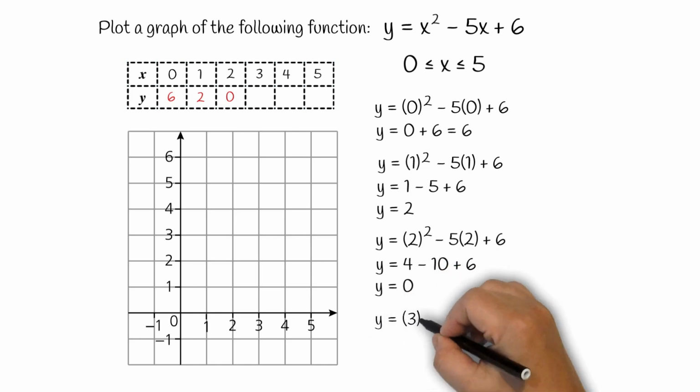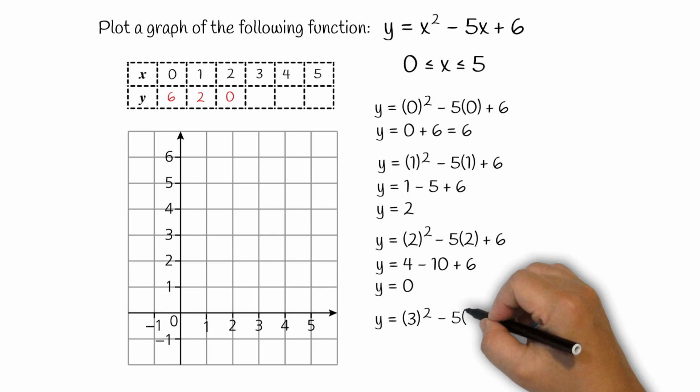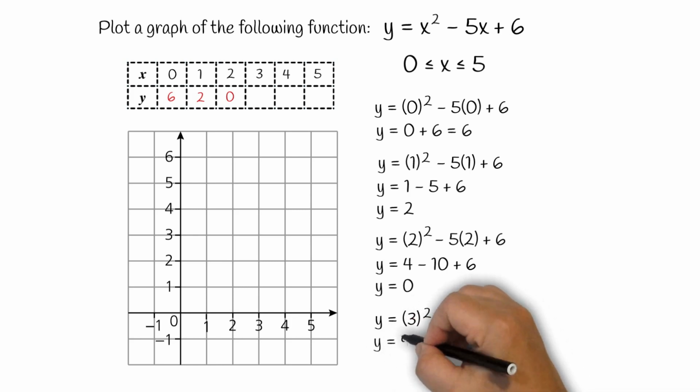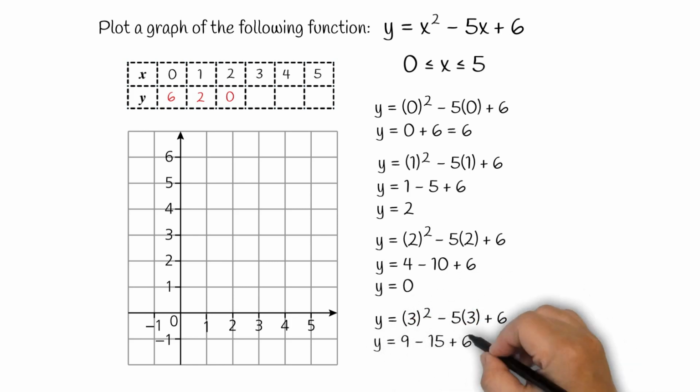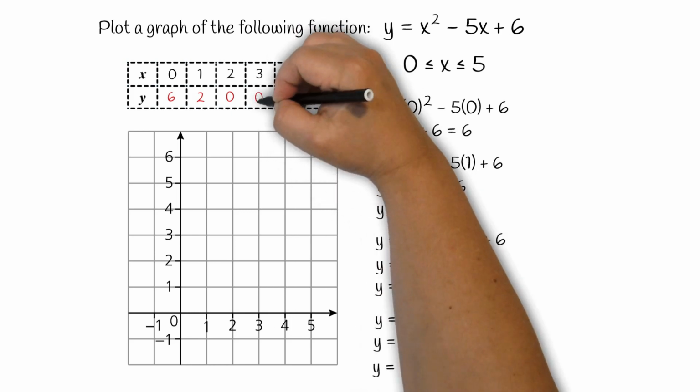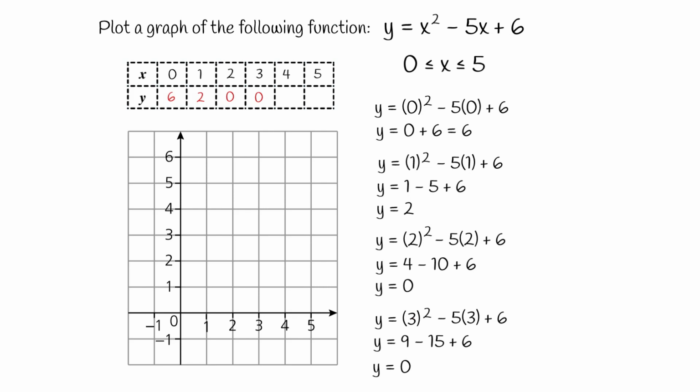Let's take a look at the next x value. Here we have x is equal to 3. So we substitute this into the equation. 3 squared minus 5 times 3 plus 6. So that is 9 minus 15 plus 6. That is equal to 0. Negative 6 plus 6 is equal to 0. So when x is equal to 3, y is equal to 0.